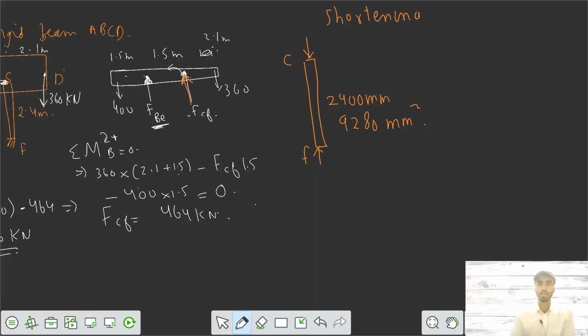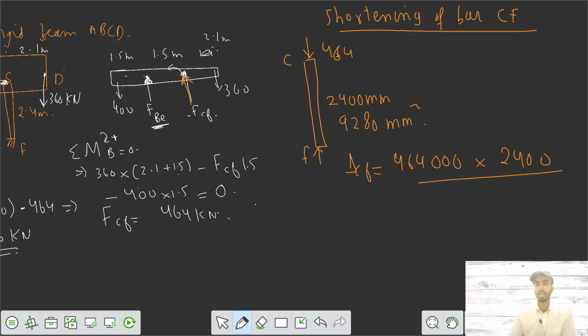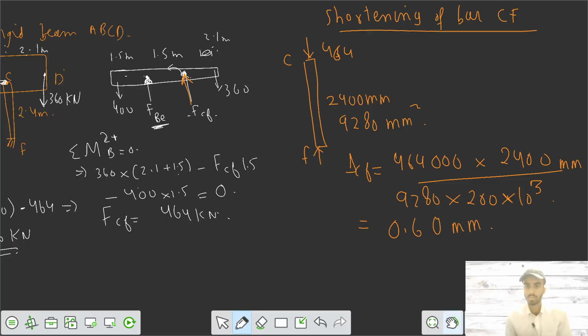So the shortening of bar CF can be calculated as delta CF equals the force FCF, which was 464 kilonewton, into length 2400, divided by area 9280, and Young's modulus of elasticity 2 into 10 to the power 3. You can get the value of delta CF equals 0.60 mm. Shortened.